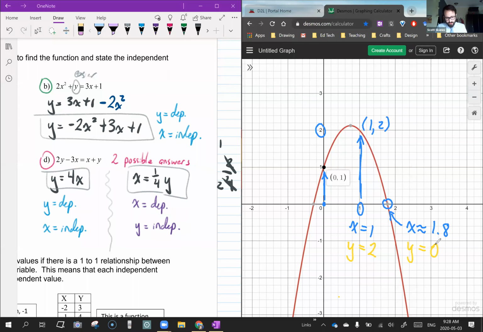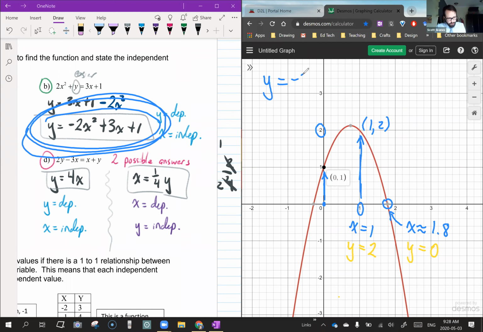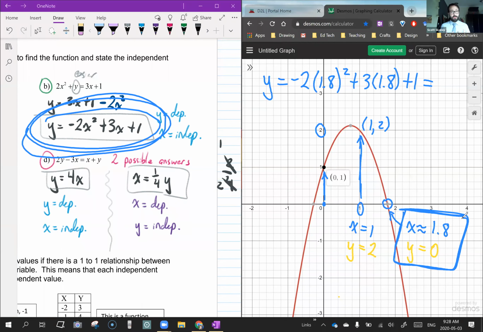So let me check that, and this will be the last thing I do for this. My question, of course, was over here. So y is negative 2. I'm going to replace all the x's with 1.8 and see what I get. 1.8 squared, plus 3 times 1.8, plus 1. I want to see if this function actually gives me back what it looks like it's going to give me back. Now it should give me back 0. Let me see. Negative 2 multiplied by 1.8 squared plus 3 times 1.8 plus 1. It gives me negative 0.08. So it pretty much does give me 0.